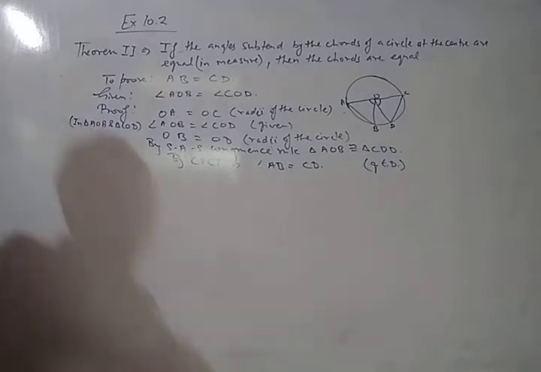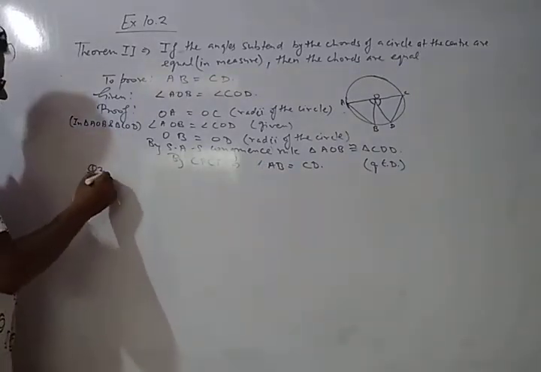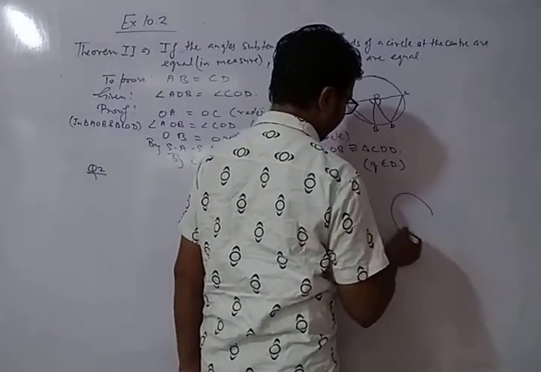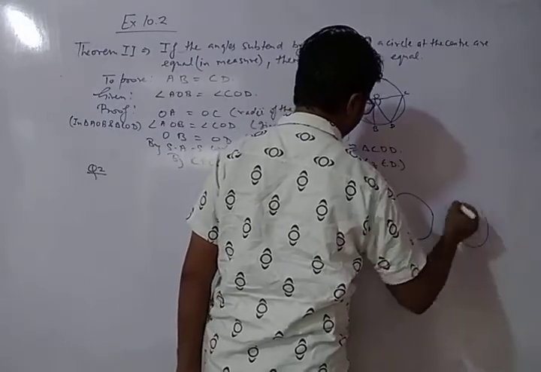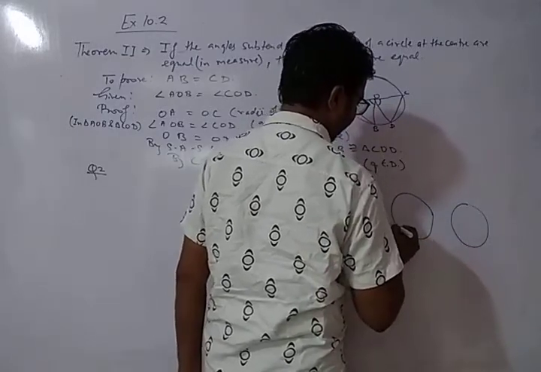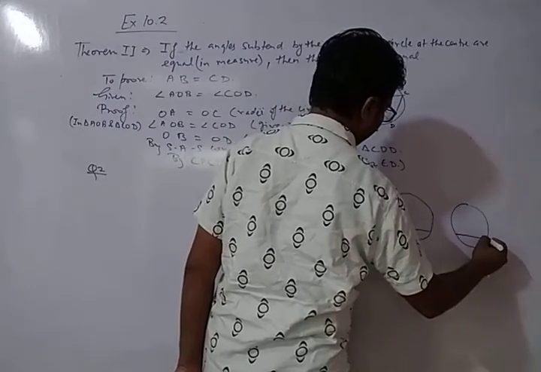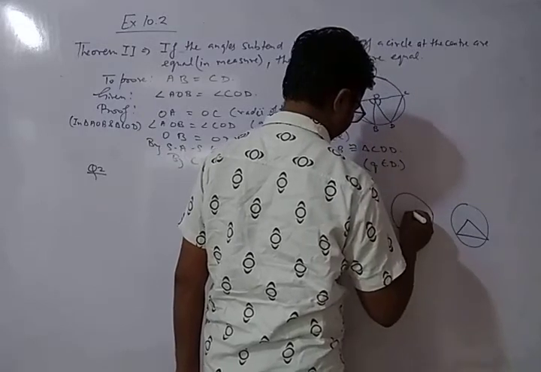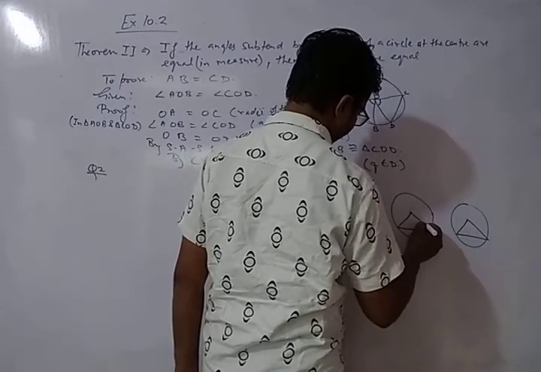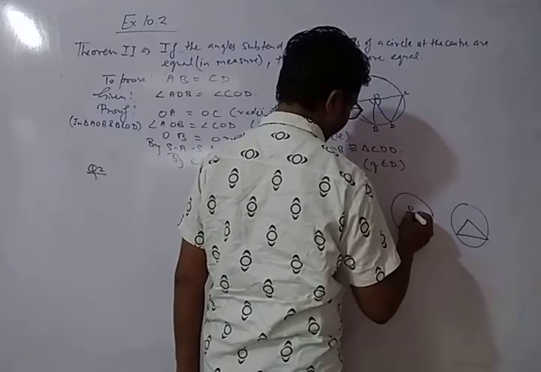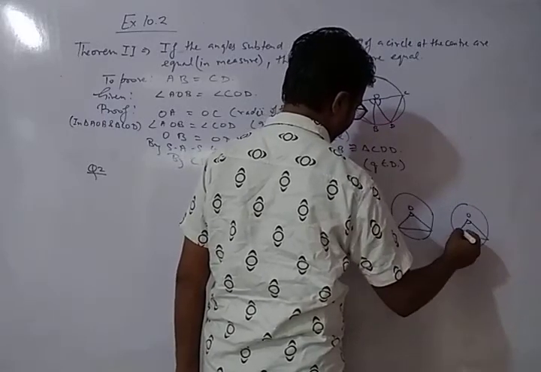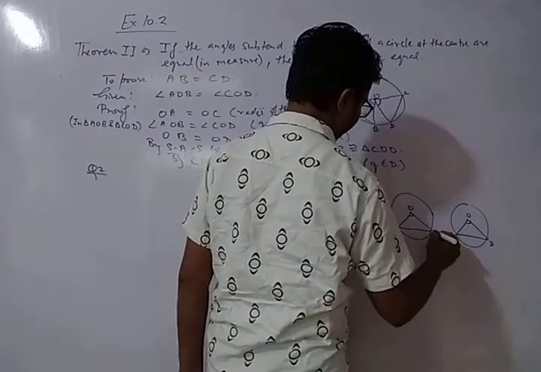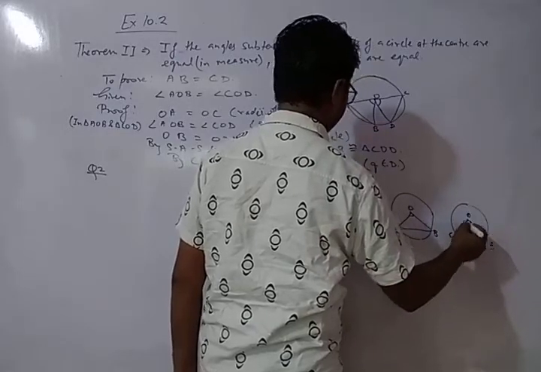Now question number 2 is based on that. The same kind of things are there. Here is only one circle, but here they have given two congruent circles, and they are drawing the same angles, subtending the same angle at the center. You have to do the same as the first.